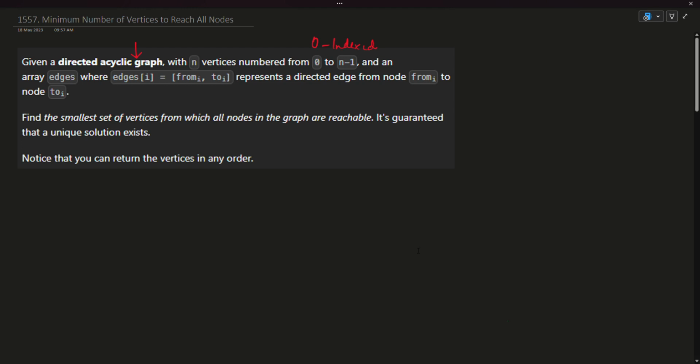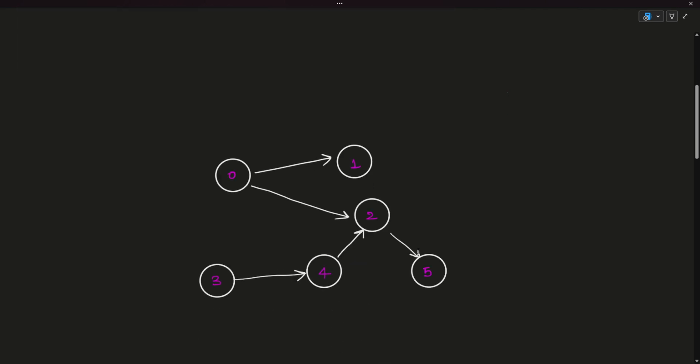Okay, so let's try to understand this question with an example first. Let's suppose this is a graph given to us, and let's see what is the smallest number of vertices required. So 0, okay, because 0 is not reachable from any other node, so I need 0. But do I need 1? This vertex is not required because 1 can be reached from the 0th vertex, same as 2, because 2 is reachable from 0, as well as 4 and 5, which we can reach from 2.